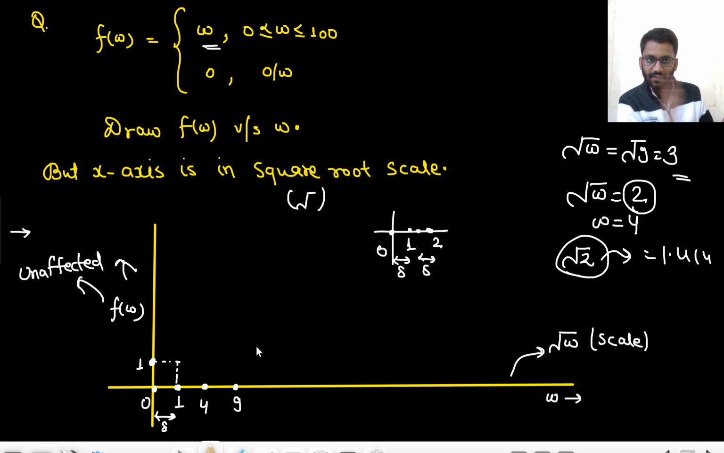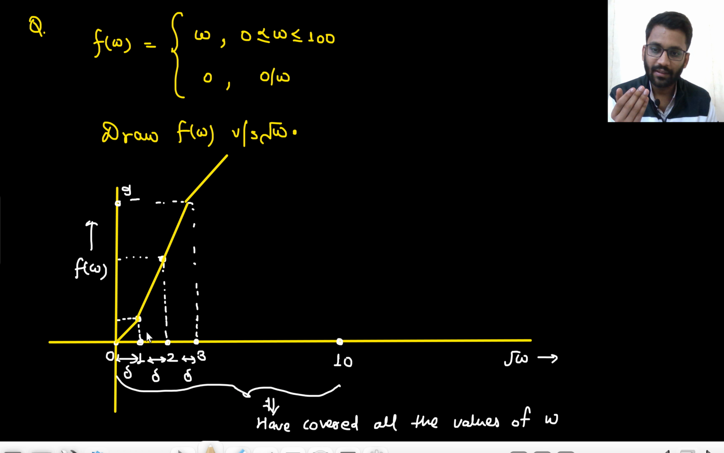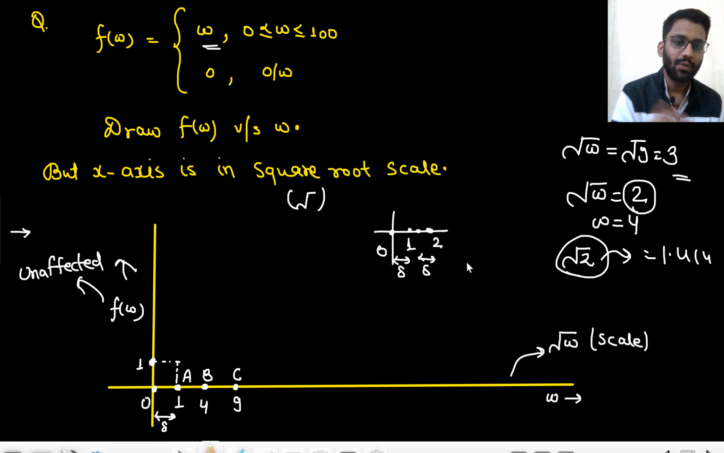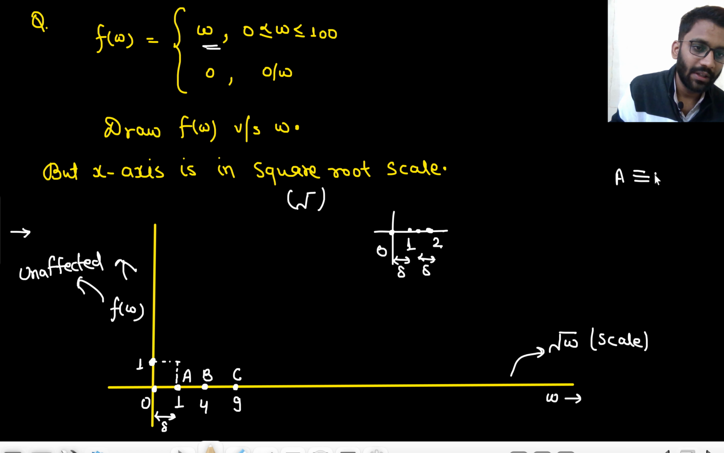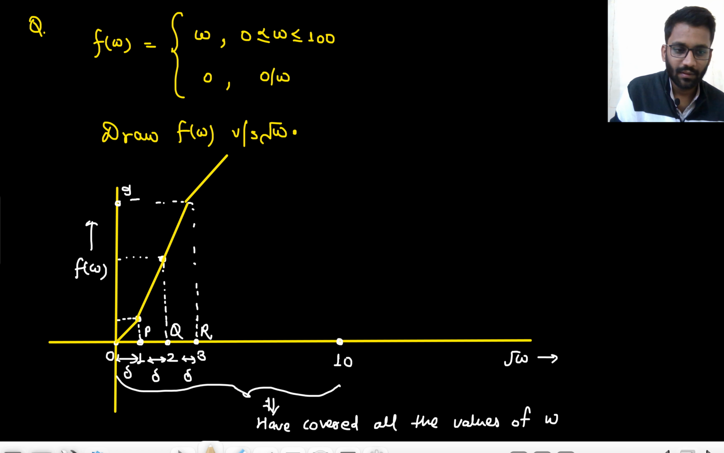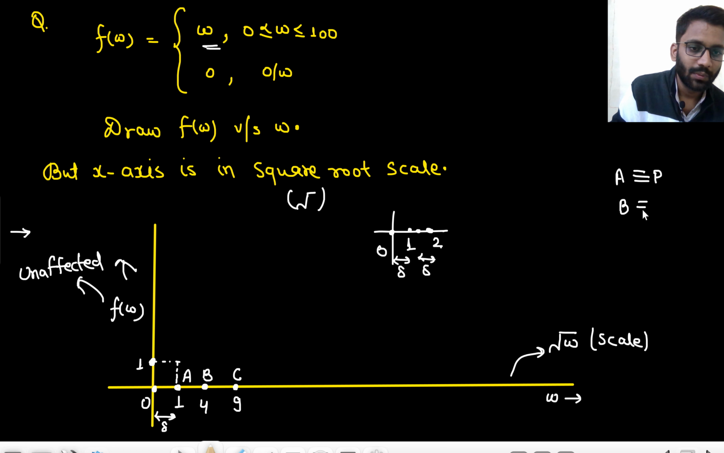What I am changing is the scale. Are you getting my point? I am changing the scale. If this point is my A, this point is my B, this point is my C, and if this point was my P, this point was Q, and this point was R, so what can I relate? I can relate that A is equivalent to P, B is equivalent to Q, and C is equivalent to R.